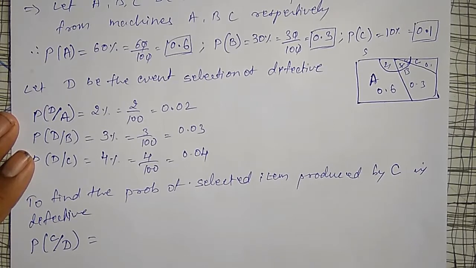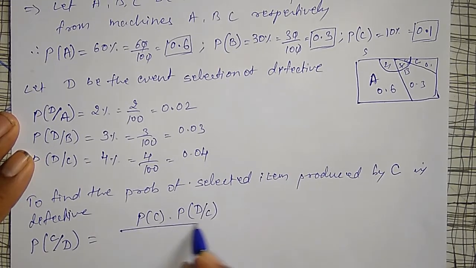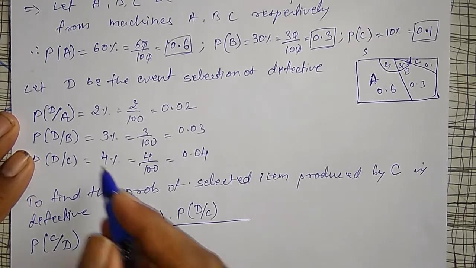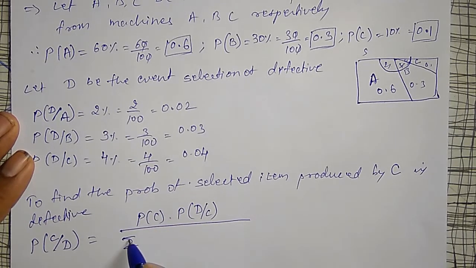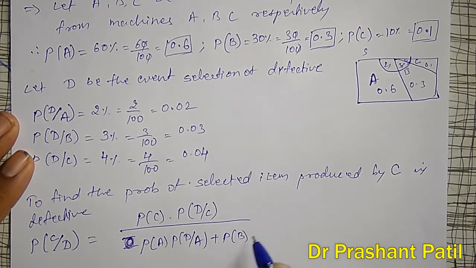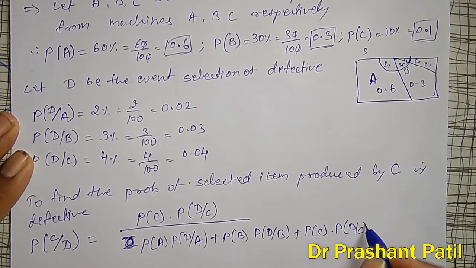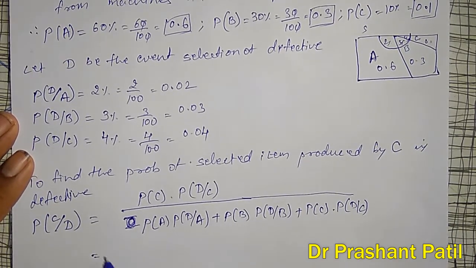To find this, Bayes theorem is: probability of C into probability of D relative to C divided by the sum of all the probabilities. That is, probability of A into probability of D relative to A plus probability of B into probability of D relative to B plus probability of C into probability of D relative to C. Substitute the values and simplify, we will get the required answer.